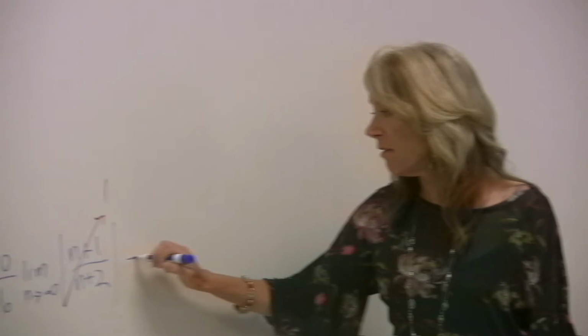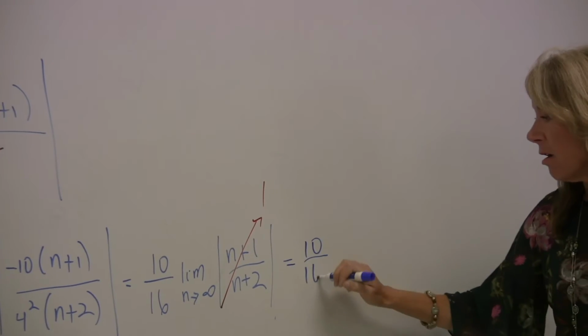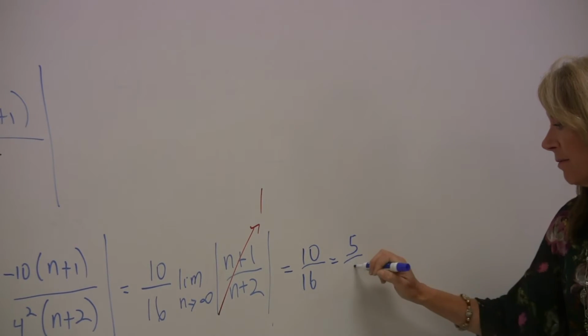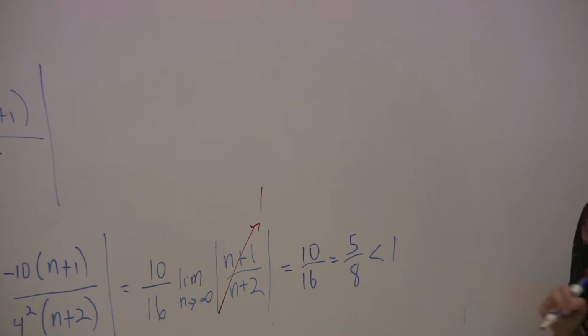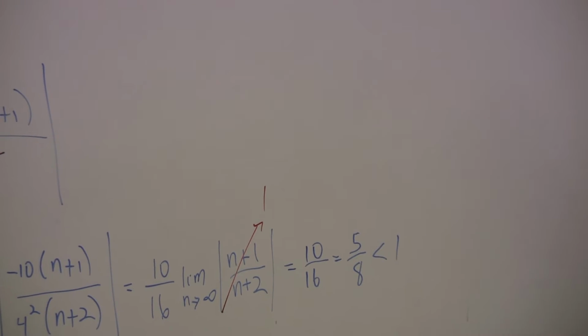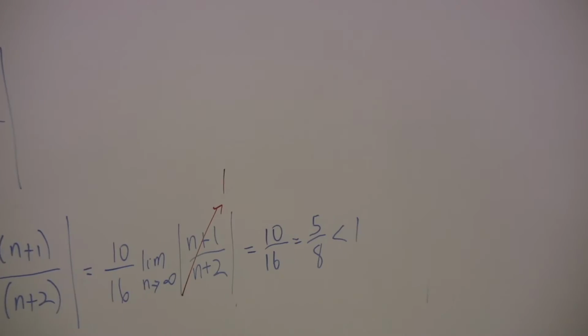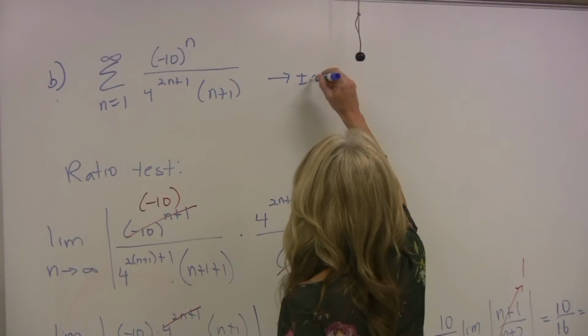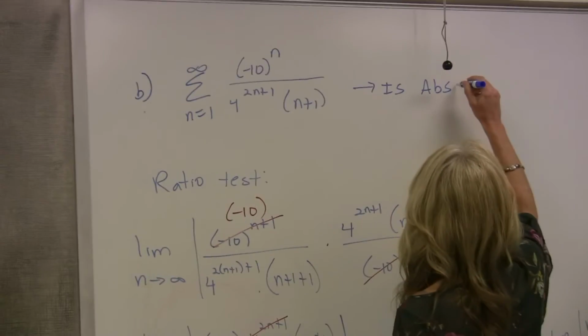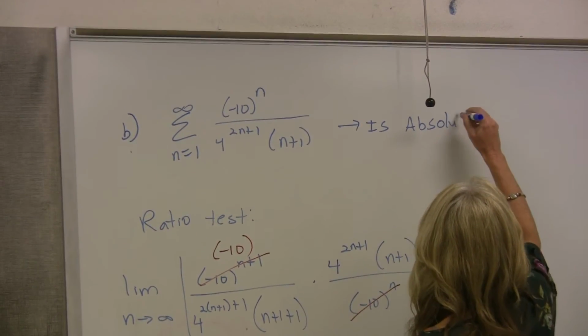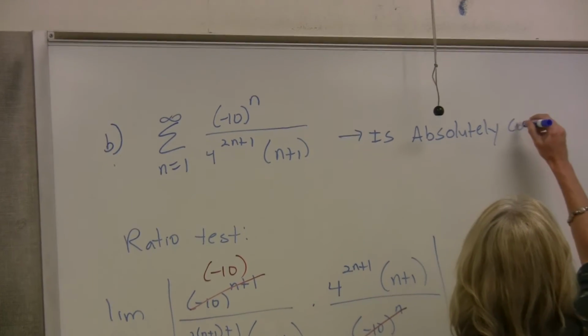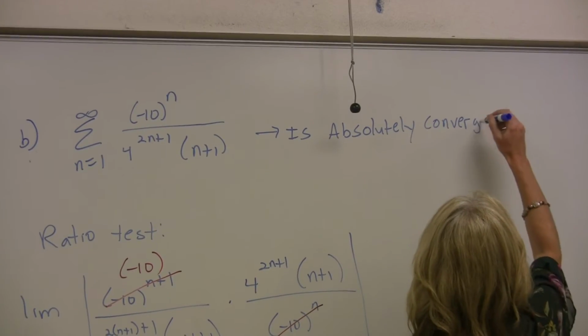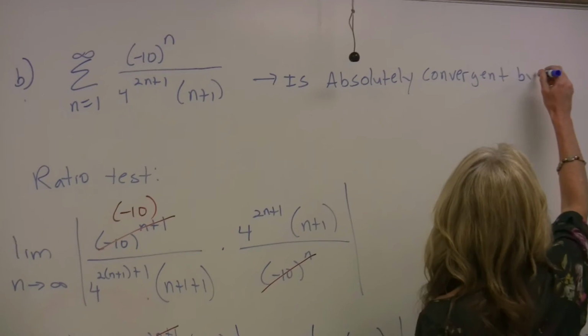So the answer is 10 over 16, which is 5 over 8, which is less than 1, which means what, Joseph? It's absolutely convergent. This series is absolutely convergent by the ratio test.